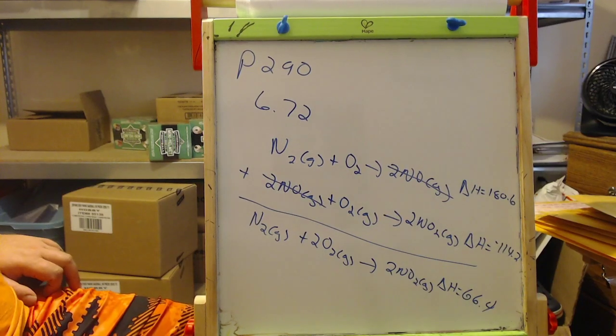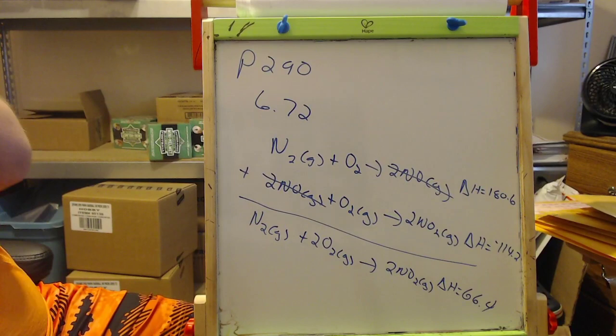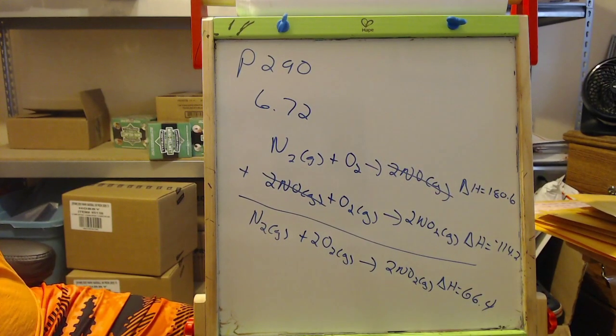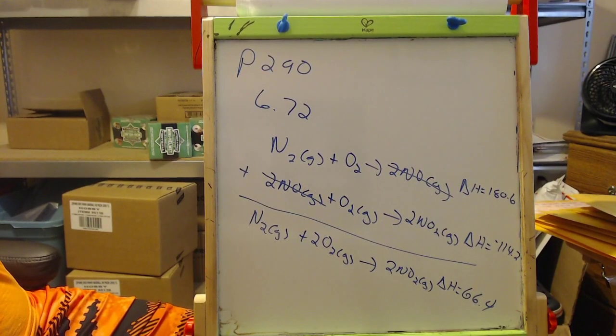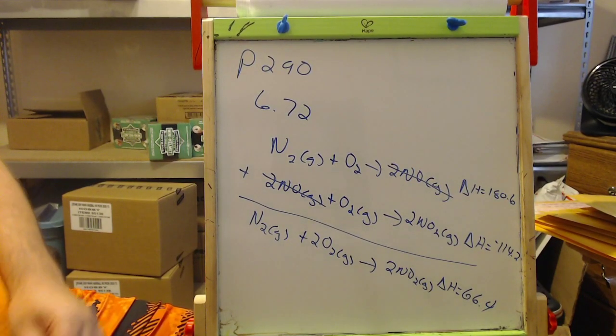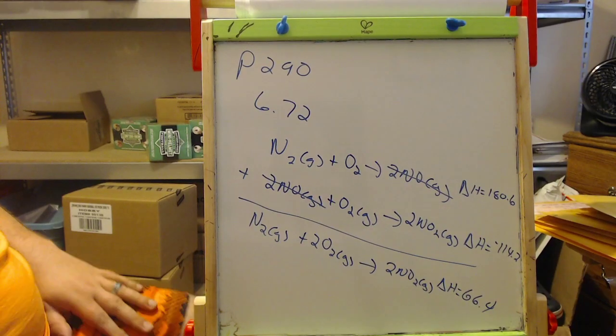They wanted you to write the new reaction out with the delta H. It says, write the balanced overall equation number 3 for the following process and calculate the delta H. So they wanted both.